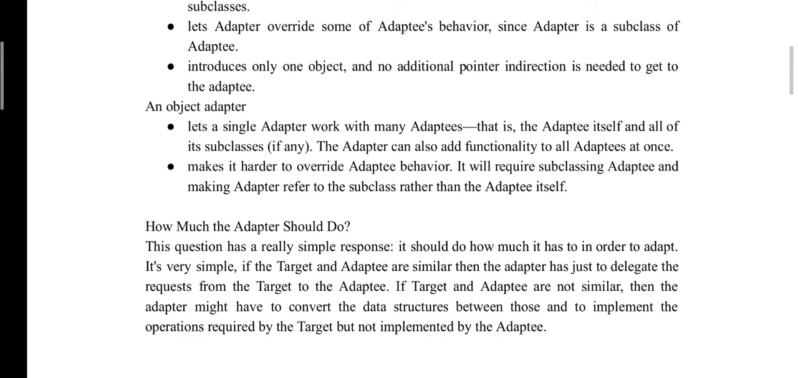It's very simple. If the target and adaptive are similar, then the adapter just has to delegate the request from the target to the adaptive. If the target and adaptive are not similar, then the adapter might have to convert the data structures between them and implement the operations that are required by the target but not implemented by the adaptive. In this way, it depends on how much the adapter can adapt the interface of the adaptive class.